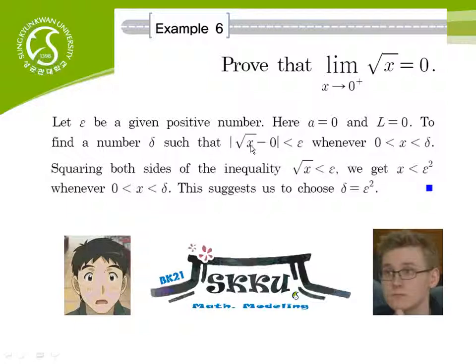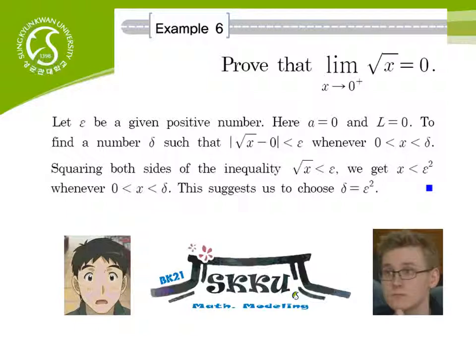So, in order to make a connection from here to this condition, just square both sides of the inequality here. Then the square root of x is less than epsilon. We have it from here. Then we have x is less than epsilon squared, whenever x is between 0 and delta. So, for this condition, we want to have this.